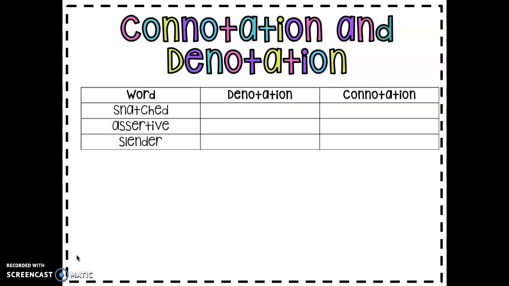So let's get into our words. From our story, we have the words snatched, assertive, and slender. Now, you may already know the denotation of those words, but like I said, we are going to use, that's right, a dictionary. Remember, denotation, dictionary, and we are going to find out the meaning of the words snatched, assertive, and slender. So let's head over to dictionary.com and type in those words so we can get the meaning of snatched, assertive, and slender.